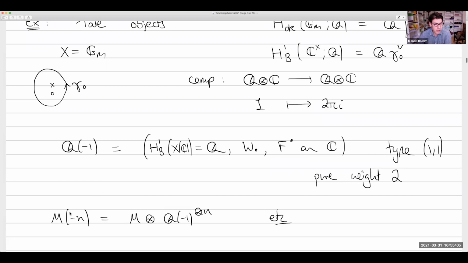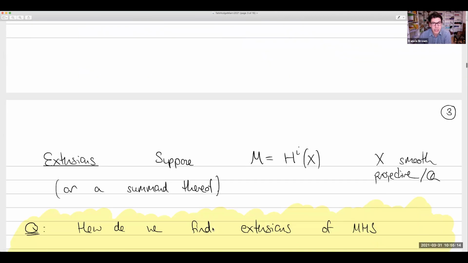Okay, so with the usual notation for Tate twists, M(-n) is the tensor product of M with n copies of Q(-1). Okay, good. So what's the question?